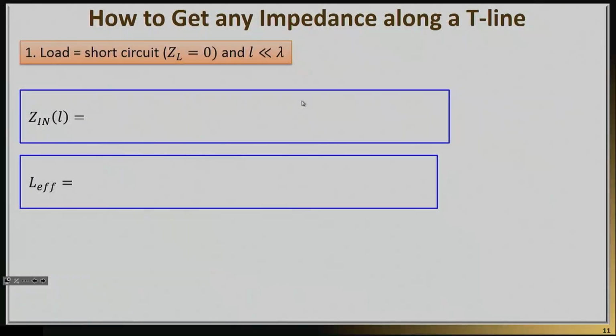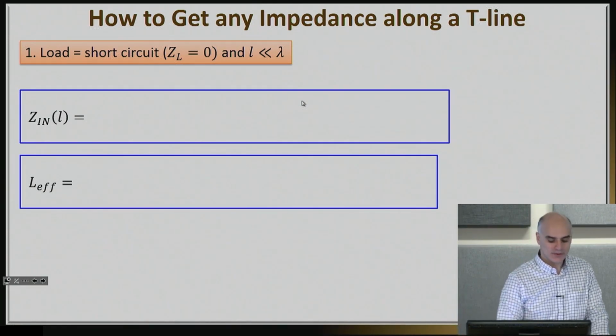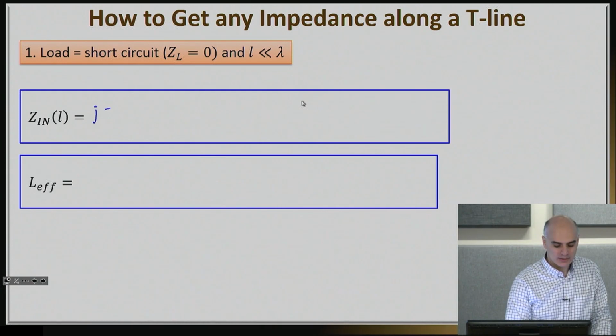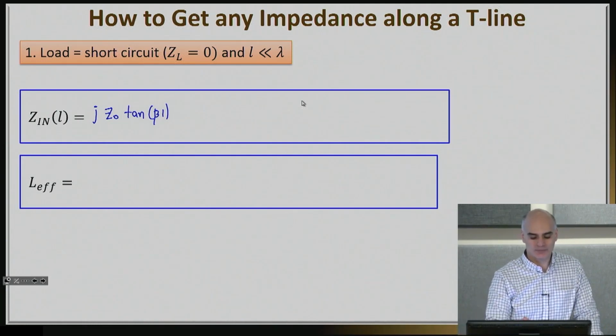In my notes, you will actually see an interesting example of how I can create an inductor out of a shorted transmission line. And so I want to show you here just the highlights of this calculation. So let's go back to the equation I gave you before for the Z in. So this was jZ0 tangent beta L. And let's assume that my length is very small.